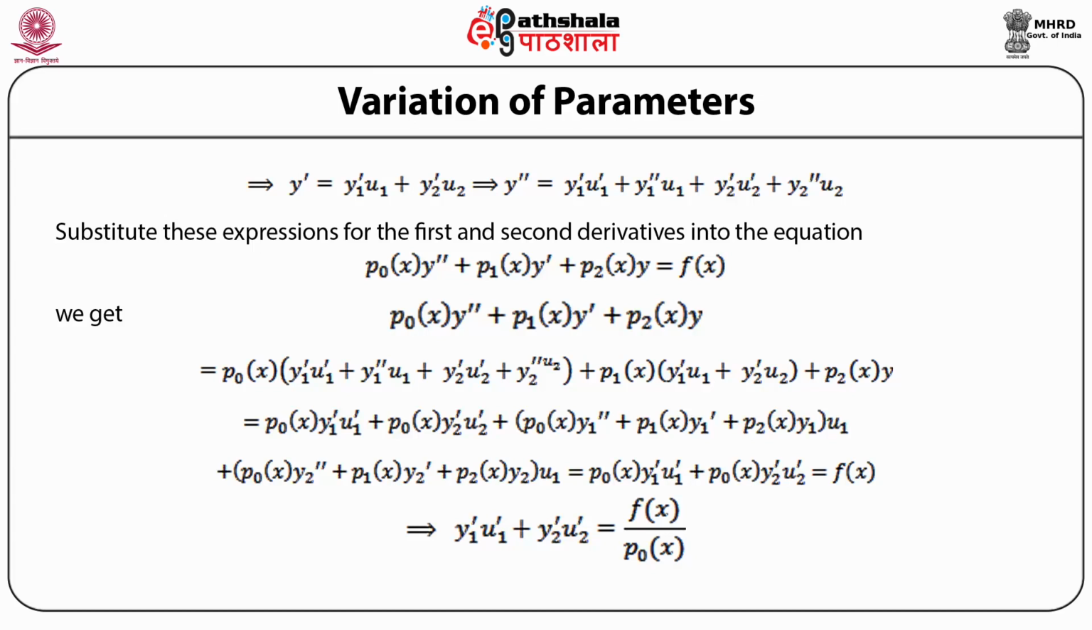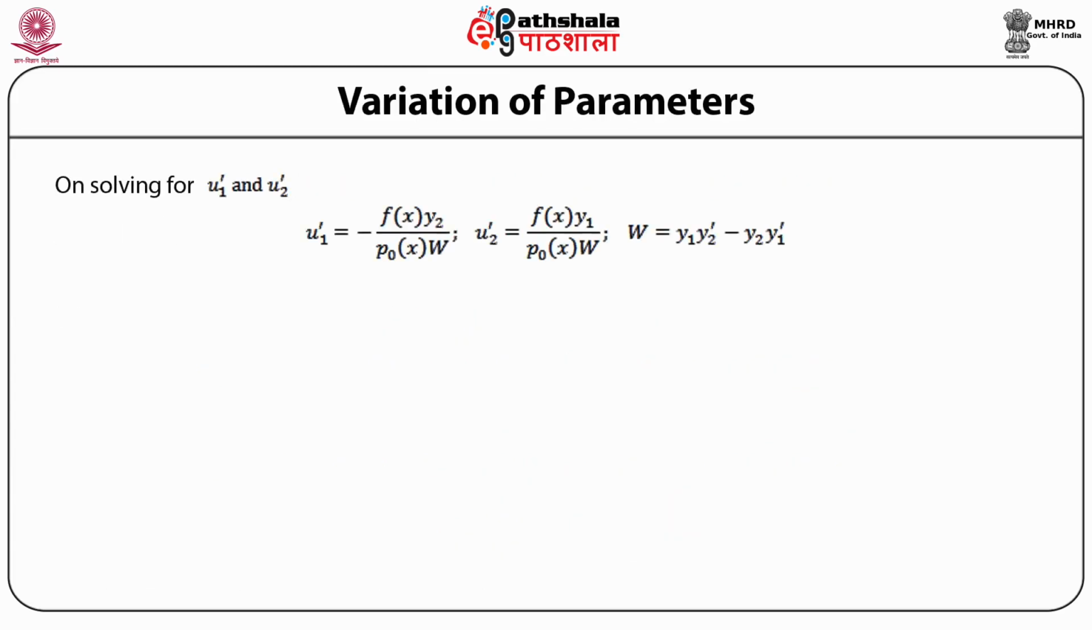Now, since the coefficients of the u1 and u2 terms are 0, the right-hand side of the differential equation, which is f of x, will be equal to p0 x y1 prime u1 prime plus p0 x y2 prime u2 prime. Thus, we get y1 prime u1 prime plus y2 prime u2 prime equal to f of x divided by p0 of x. This is the second condition to be satisfied by u1 and u2.